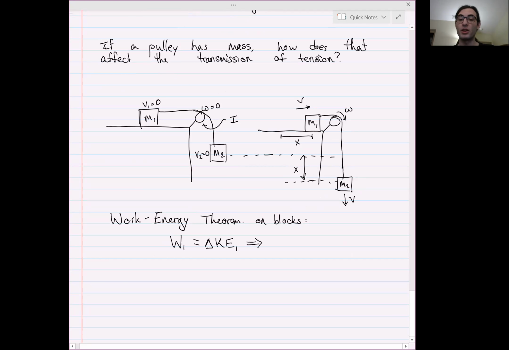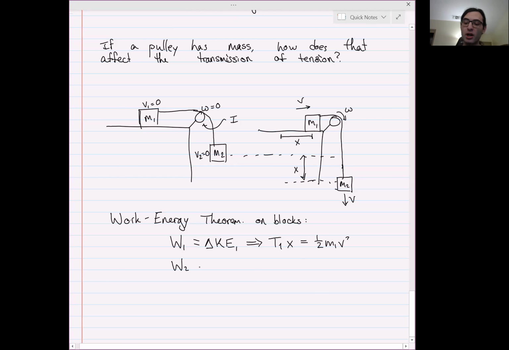The only force that's present on the first block is tension pulling it to the right. I'm going to call the magnitude of that tension force T1. Because the force is constant and points in the same direction as the motion, the work is just the magnitude of the force times the distance. So the work done is T1 times x, where x is that distance, and that should be equal to the change in kinetic energy. The final kinetic energy is 1/2 m1 v squared. The initial kinetic energy is 0, so the change is 1/2 m1 v squared.